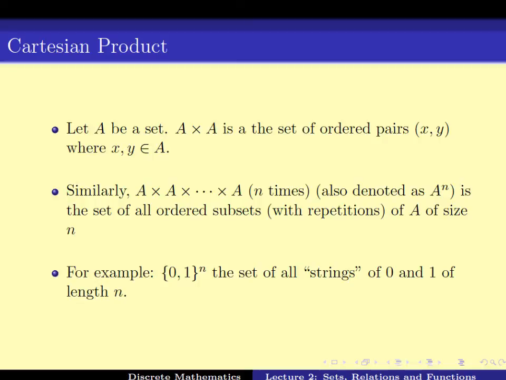Now this particular object, {0, 1} whole power n, is particularly interesting for us, since in computer science we work on Boolean things all the time. That means we are only interested in zeros and ones, so {0, 1} appears again and again. This set {0, 1} power n is called the hypercube, or the n-dimensional hypercube.